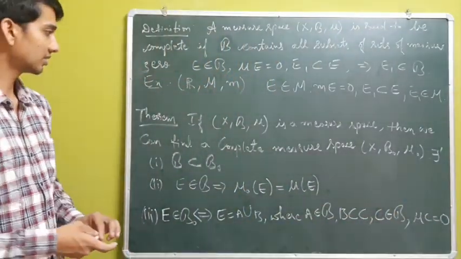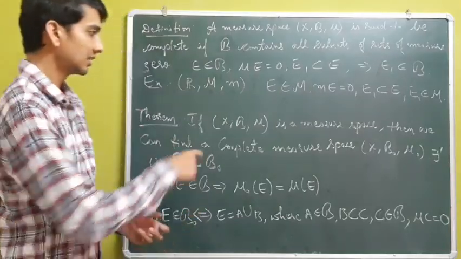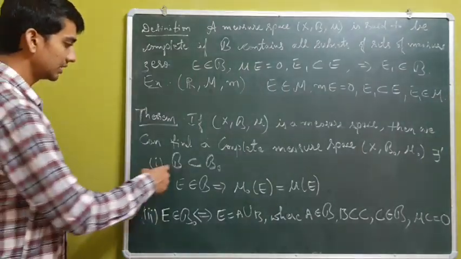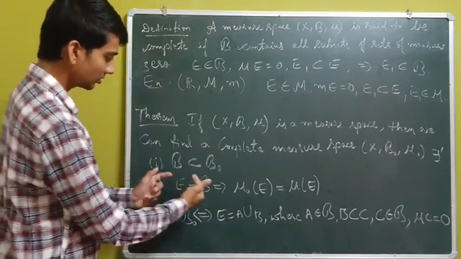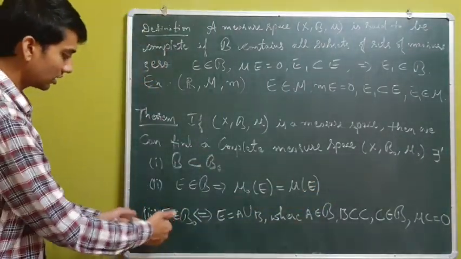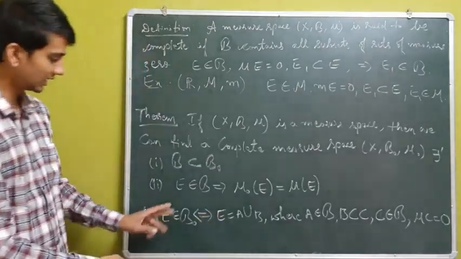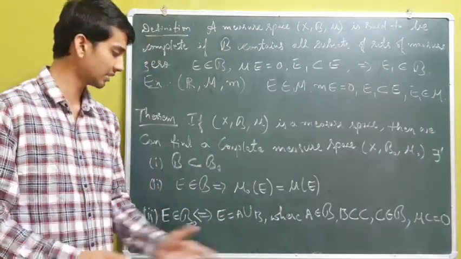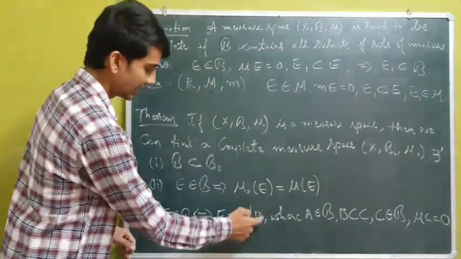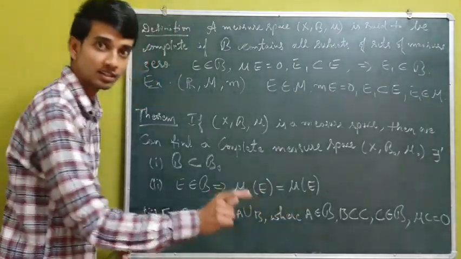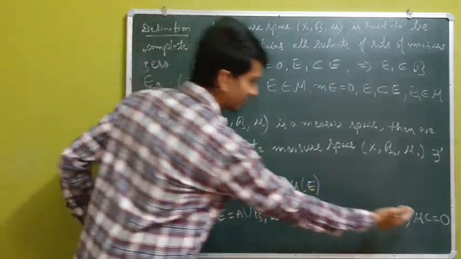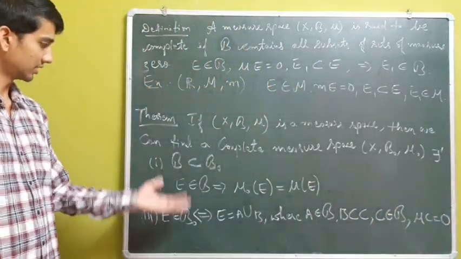So the thing we need to prove is, if (X, B, mu) is a measure space, then there is another complete measure space, say (X, B naught, mu naught), such that B is contained in B naught. E belongs to B implies mu naught of E is the same as mu of E, and E belongs to B naught if and only if E can be expressed as the union of two sets A and B, where the first set is coming from the collection and the second set is contained in a set C, where that set is coming from the collection along with the measure of that set being 0. So we have these three things.